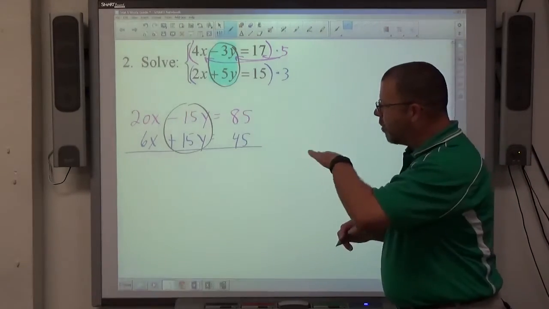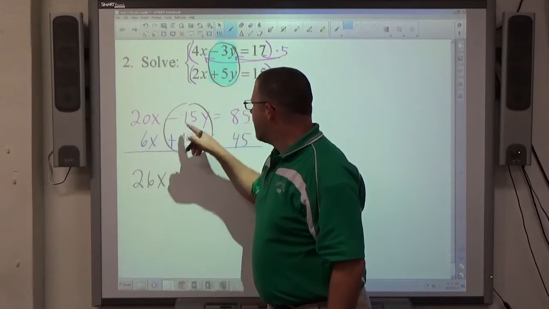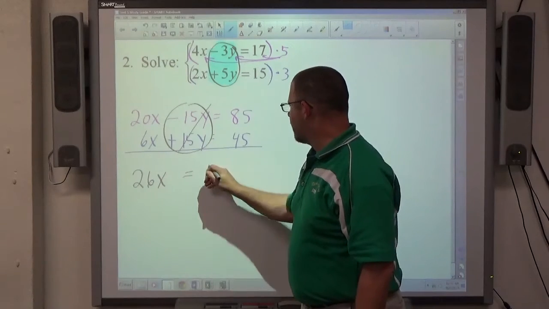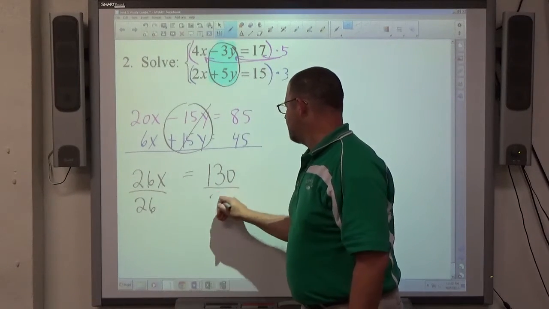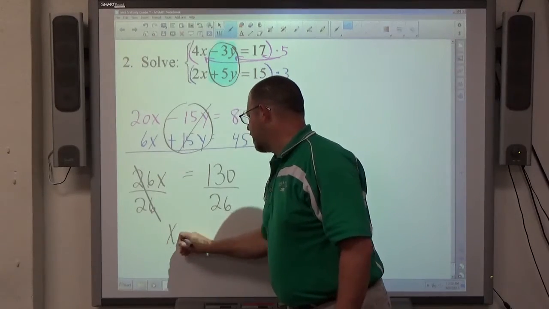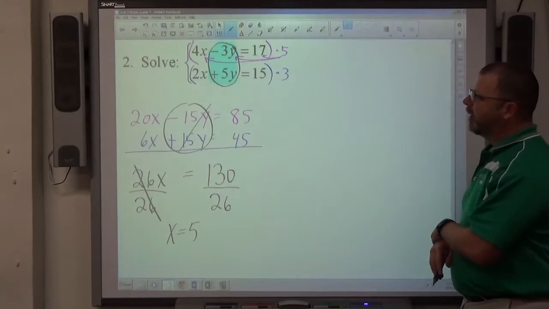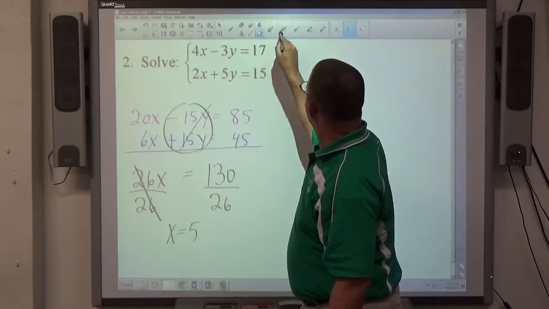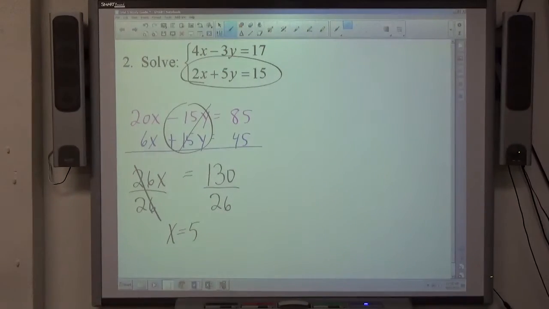So if I add the equations together at this point, 20x plus 6x makes 26x. Negative 15y, positive 15y cancel. 85 plus 45 is 130. We divide both sides by 26. That leaves me with x equals 5. Once I know what x equals, then I go back to find y. I would personally go back to this equation here because everything's positive. Again, the fewer negatives in a problem, the easier they tend to be.